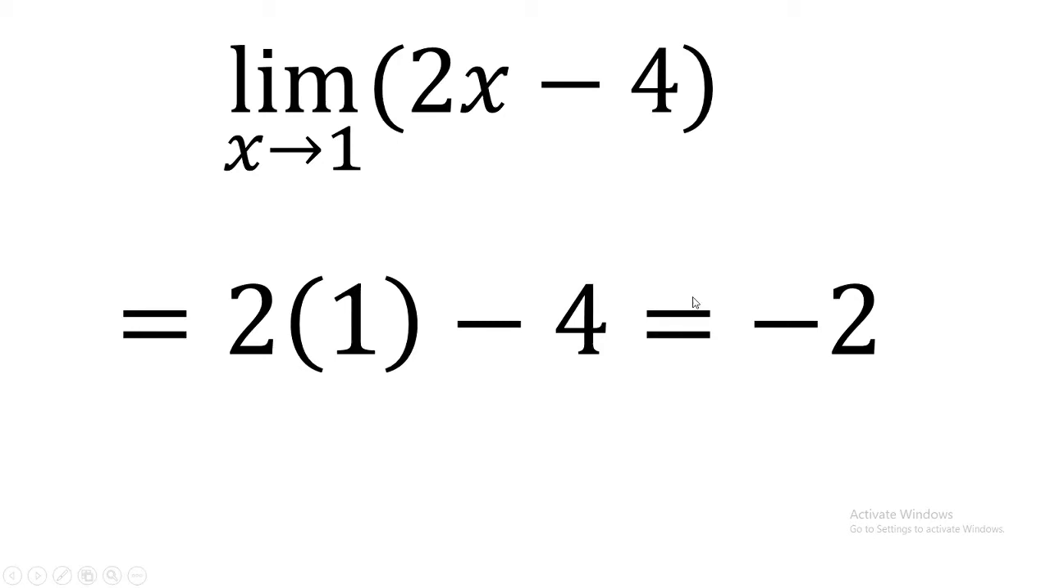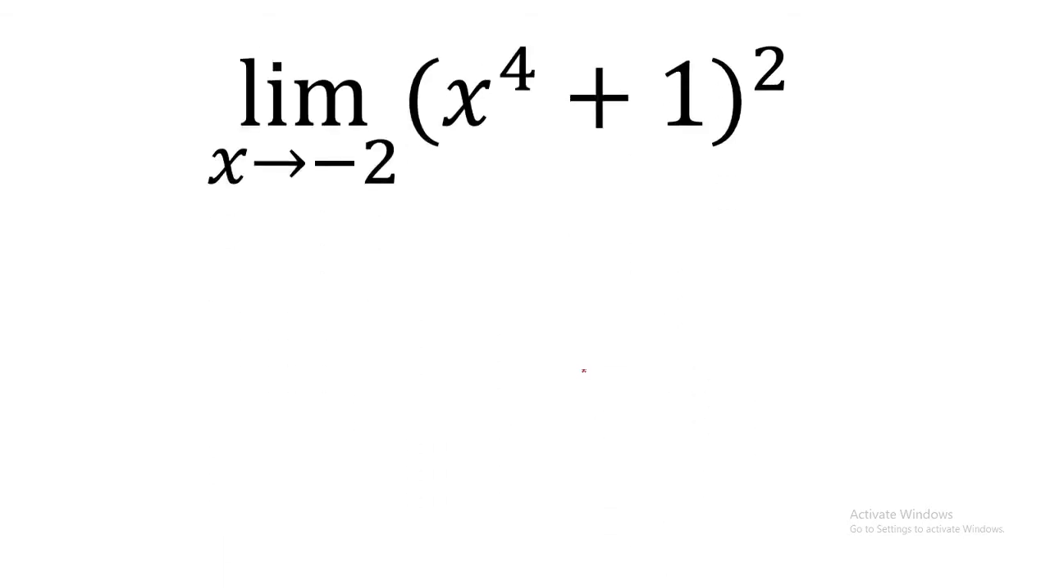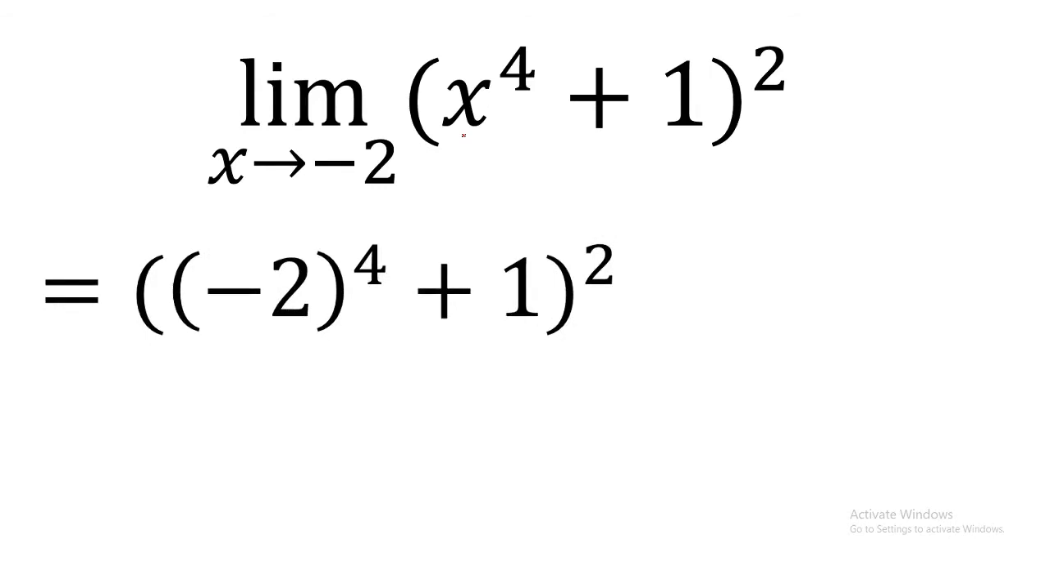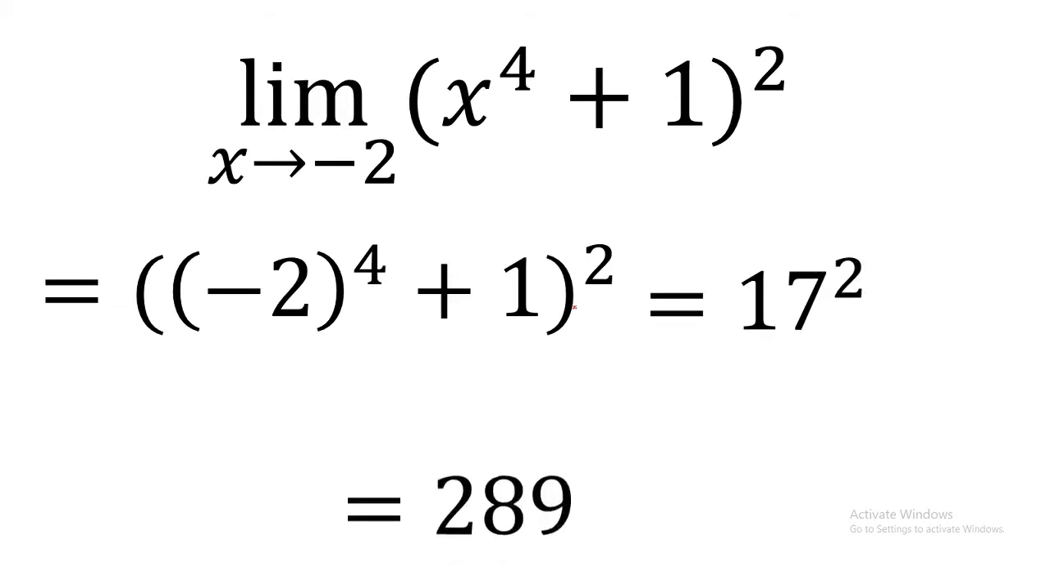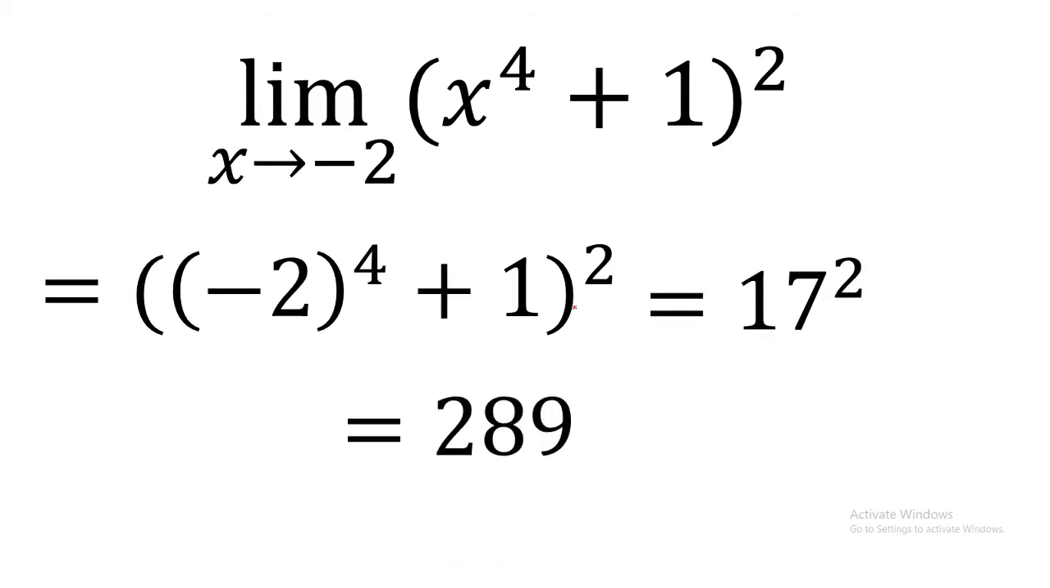Another situation is if we have a question like this: the limit of (x raised to the power of 4 plus 1) all squared as x tends to minus 2. Here we are going to substitute minus 2. Substituting minus 2, you have minus 2 raised to the power of 4, which gives you 16. 16 plus 1 gives you 17, and that becomes 17 raised to the power of 2, which gives us 289. So here also the limit exists.